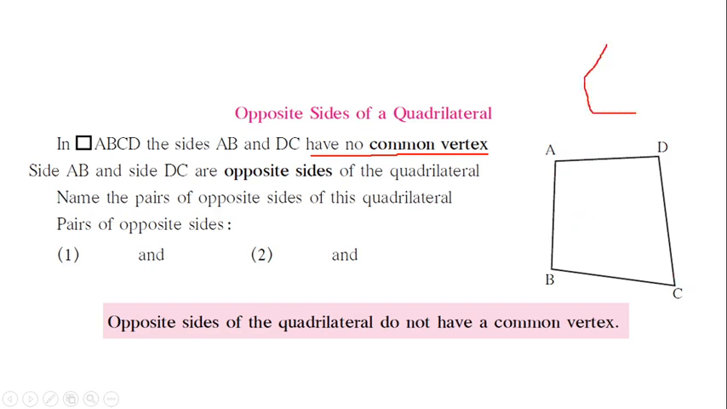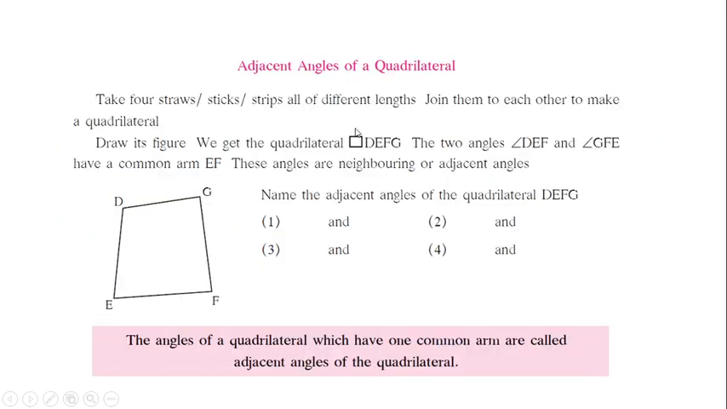Now in a quadrilateral, it doesn't have 5 sides or 5 angles, so we can tell who is opposite to whom. If you check with this side, you can tell that for this side, this is opposite. As a quadrilateral has 4 sides and 4 angles, you can tell which one is opposite to whom. So side AB is opposite to side DC and side CB is opposite to side DA. You can read it as AD also. Opposite sides of a quadrilateral do not have a common vertex.